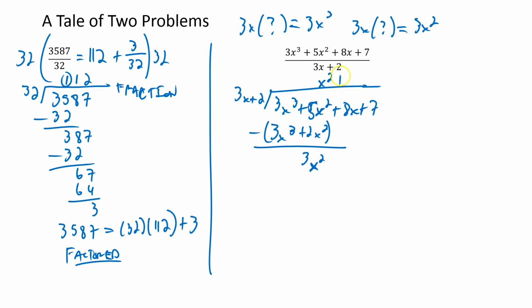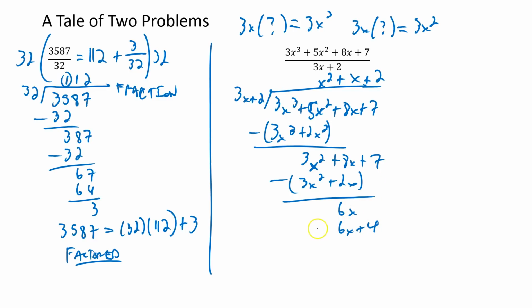Looks like another x. So we have an x on top of the 8x this time to keep it lined up. X times 3x plus 2 is 3x squared plus 2x. And I should have brought my 8x and my 7 down, just like we did over here for 3587. Now we subtract. 3x squared minus 3x squared, those go away. 8x minus 2x is 6x. Now 3x times 2 is 6x, so 2 times 3x is 6x plus 4.